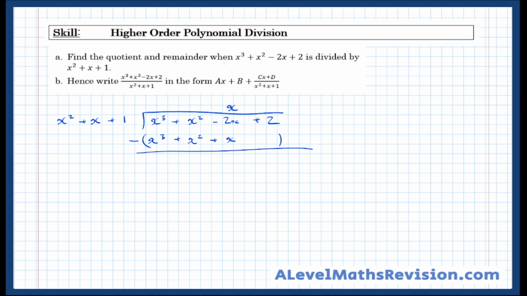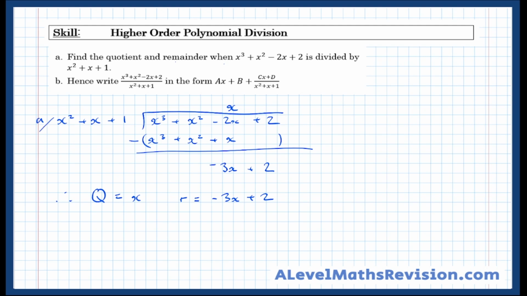Now, if you need a recap of this, I suggest you go back to the first year material on polynomial division, where this is explained from first principles. So perform this subtraction now, and you might want to continue this yourself. Feel free to pause. So x cubed take x cubed is nothing. x squared take x squared is nothing. Minus 2x minus positive x is minus 3x. And 2 minus 0 is 2. And there we've done it. Therefore, the quotient in this is x, and the remainder is minus 3x plus 2.